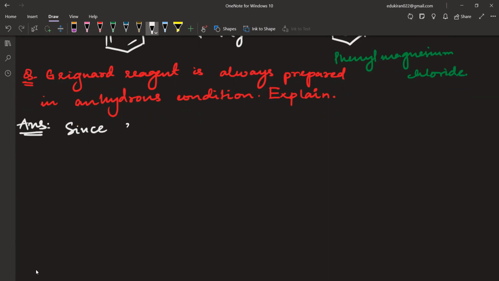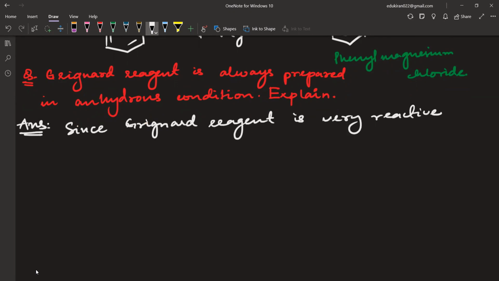Since Grignard reagent is very reactive in nature, now you will ask why it is reactive in nature. Let me explain that also. In RMgX, magnesium is giving electron, magnesium is a group 2 metal. I am writing just delta negative here, but this bond will be completely broken and this will have almost a negative charge, a very high negative charge.